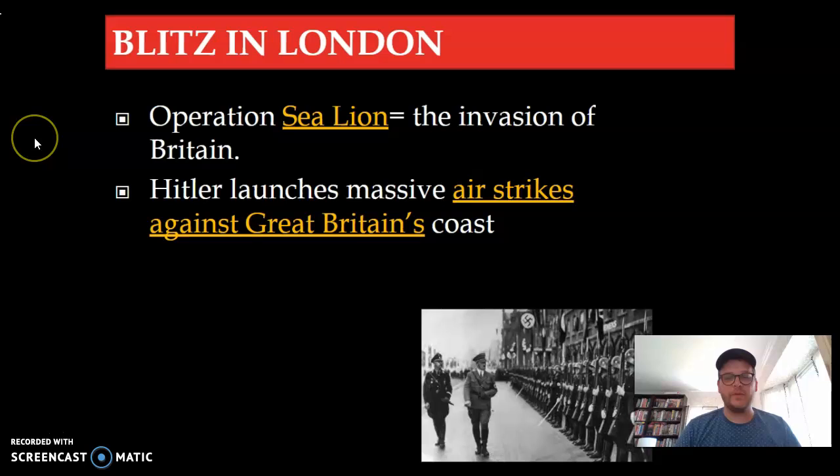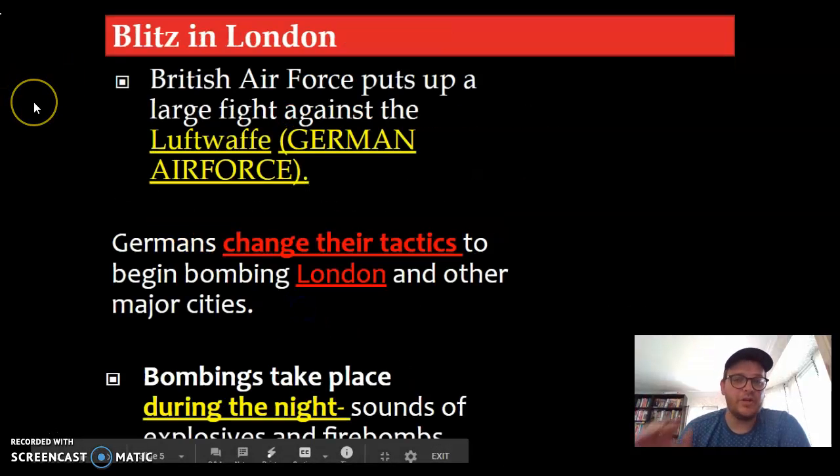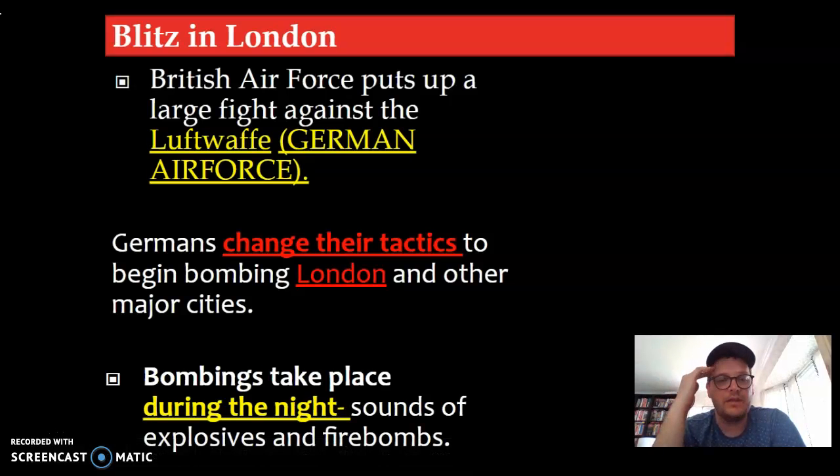All right, there's also a Blitz in London. It's called the Blitz, similar to a Blitzkrieg. It's called Operation Sea Lion, which was the Germans' planned invasion of Britain. Hitler launched massive airstrikes. Again, that's the first step of a Blitzkrieg, right? All the airstrikes, the planes coming in against Great Britain's coast. The British Air Force put up a large fight against the Luftwaffe, which is the German Air Force name. And Germans start changing their tactics to begin bombing London and other major cities. So they're not just bombing the coastlines, they're actually going into the cities and bombing where a majority of people live. Particularly London gets hit really, really badly.